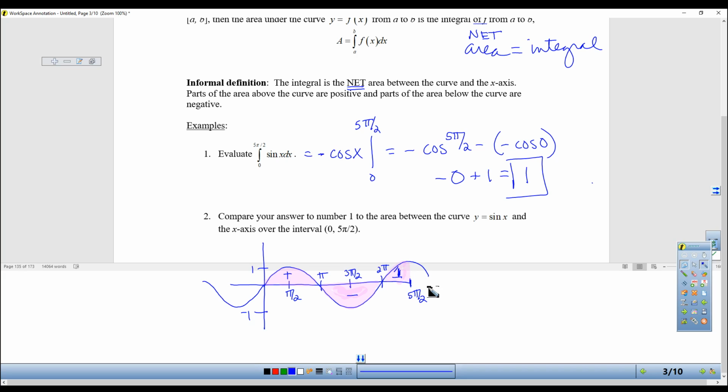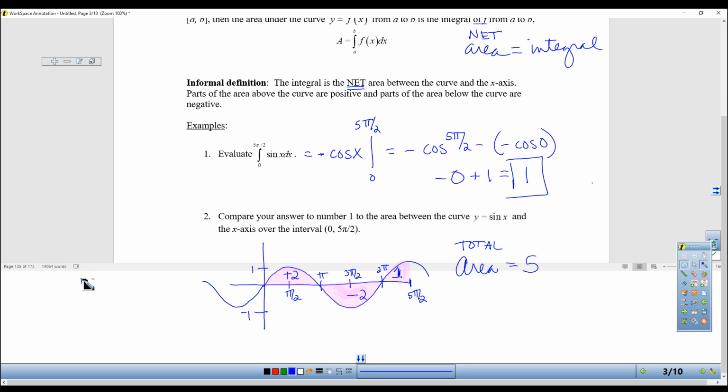So if this half an arch is 1, this arch must be 2, which means this one must be -2. So if you're asked to find the total, not net this time, the total area, it would be 5. You have to think of this as an area. Just because it's underneath the x-axis doesn't mean you can't make it positive. I want to know this area and this area and this area. Mathematically, it's a negative number.